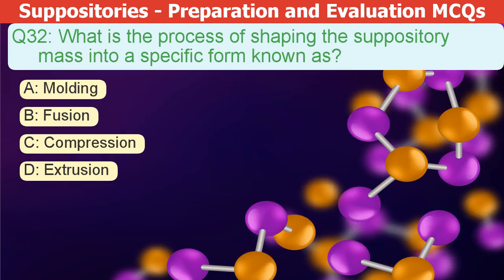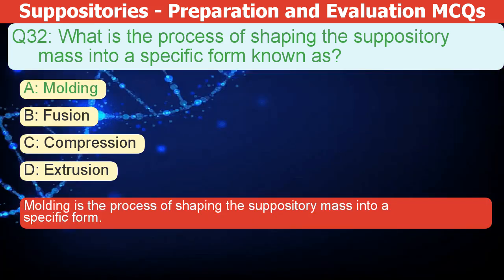What is the process of shaping the suppository mass into a specific form known as? A. Molding. B. Fusion. C. Compression. D. Extrusion. The correct answer is A. Molding is the process of shaping the suppository mass into a specific form.